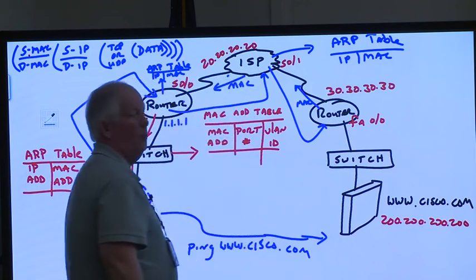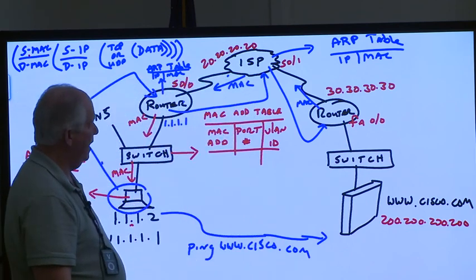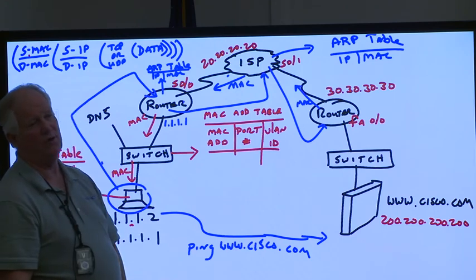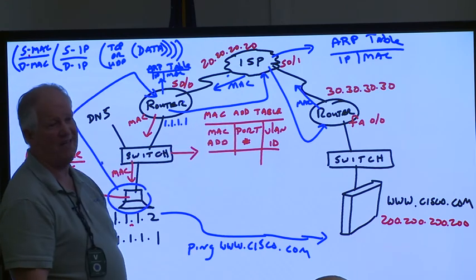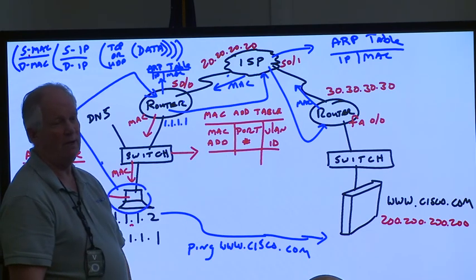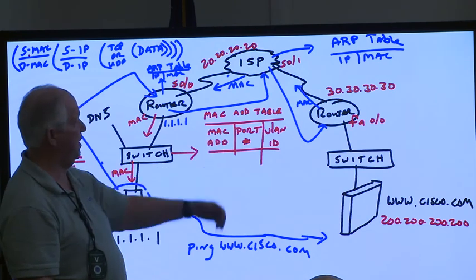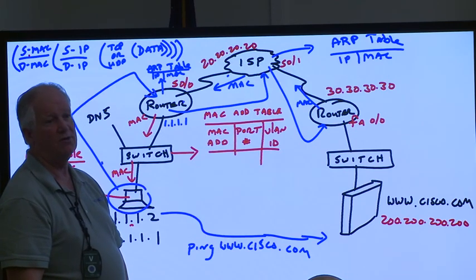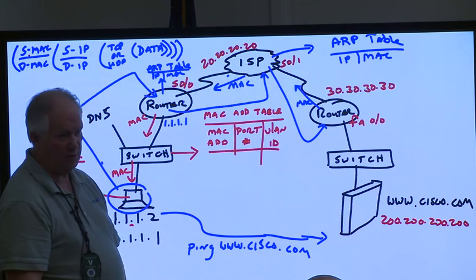There we go. We're on the last stage of this thing. So now I'm sitting on my last router and I say I need to get to 200.200.200.200. I look in my routing table and it says it is out FA00. It's out there somewhere, but I don't know where. So what must my router send out to the switch? Who has 200.200.200.200?